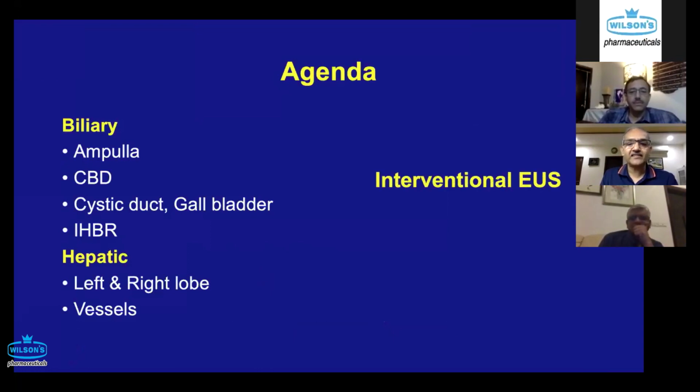So the left part of the screen looks only theoretical, but the right part is the real game. And EUS has made real strides in biliary and hepatic interventions, and it's a very exciting field. In some places it has overtaken percutaneous interventions for the biliary and hepatic related interventions, and it's also competing with ERCP.